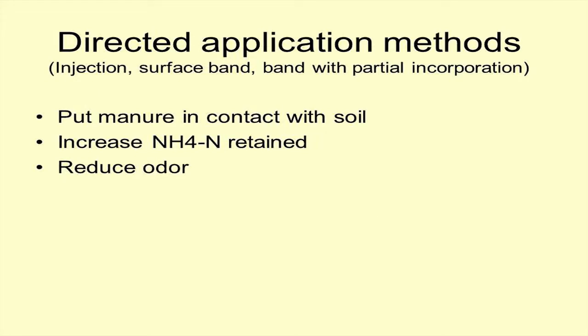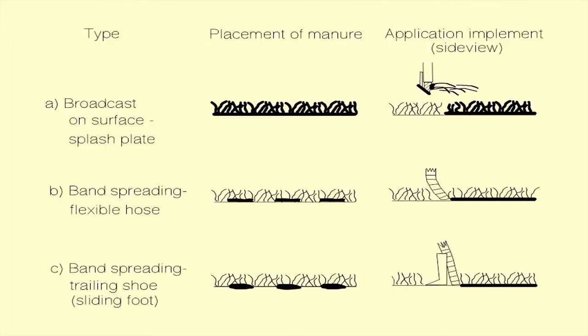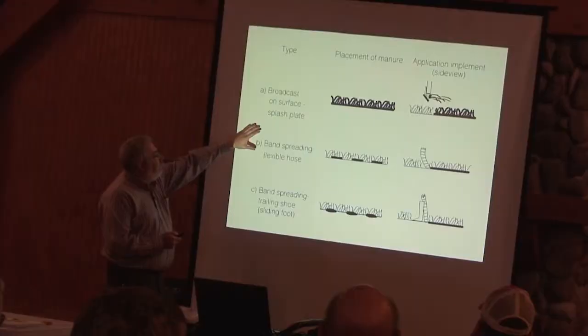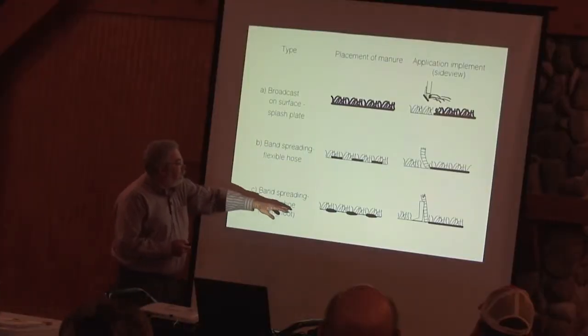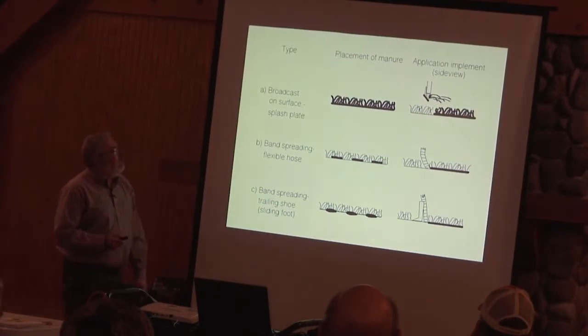Okay, so this sort of goes to how the application works. Depending on the type of application you're using, a big gun, tilling it into the field, will give you a little different number. This just shows you a couple of different methods that you can use on grass: a broadcast on the surface with a splash plate or a big gun, or band spreading in the field, or just slipping it in right under the soil a little bit.